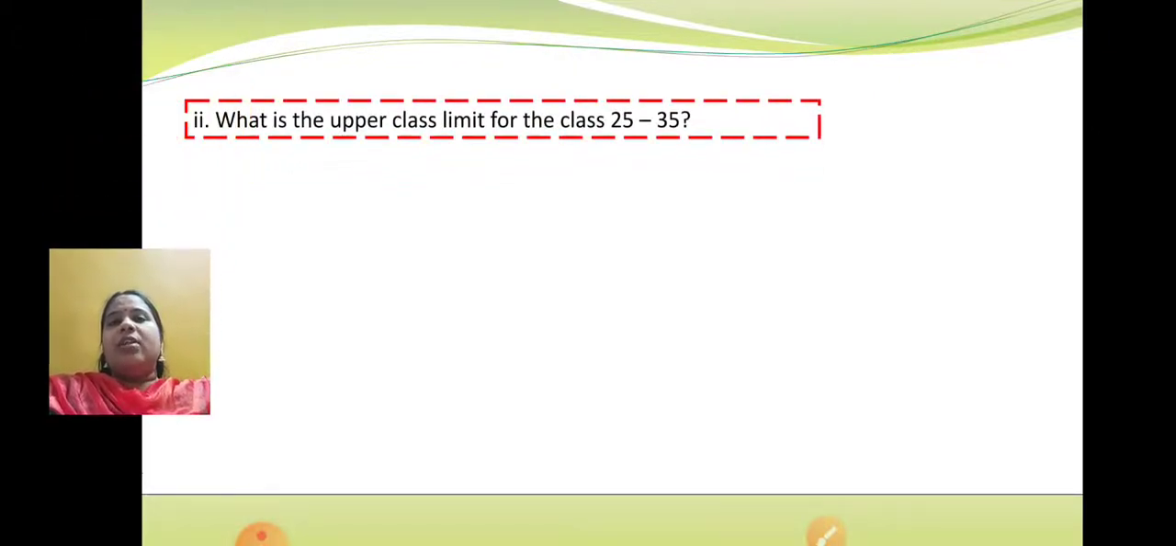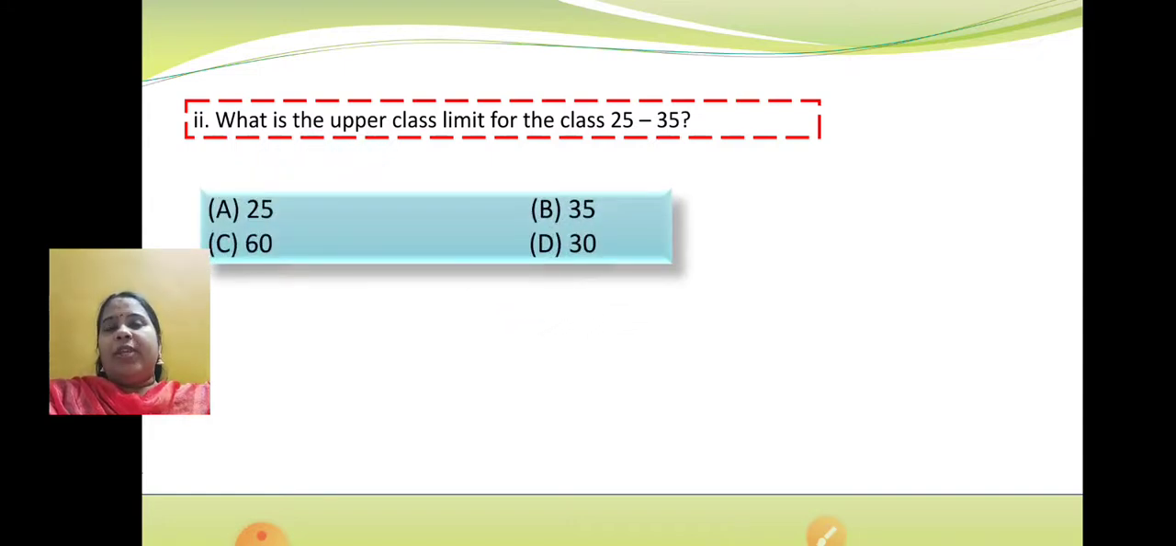The next question is, what is the upper class limit for the class 25 to 35? Now this is a class interval that is given to you, 25 to 35. Question asks us to find the upper class limit. Let us see the options.